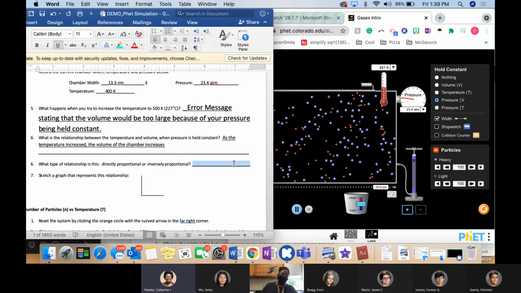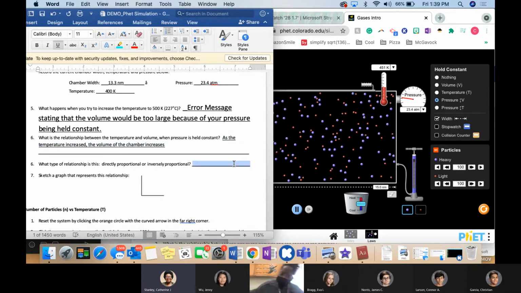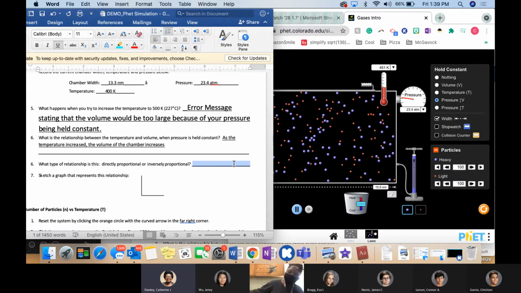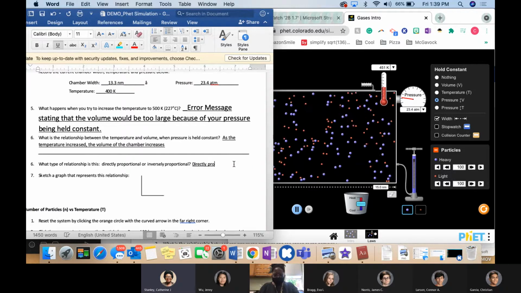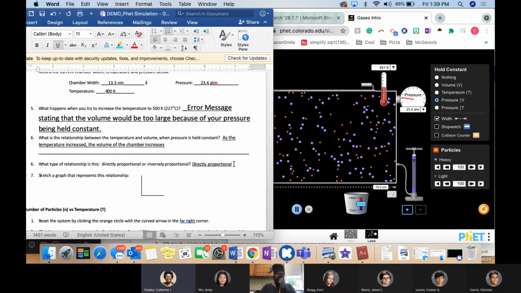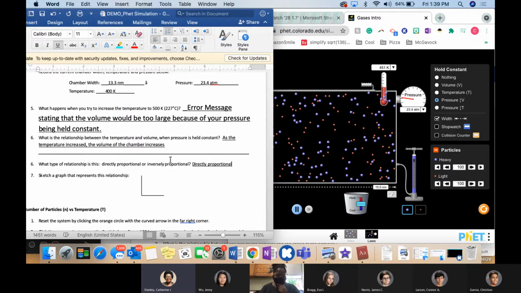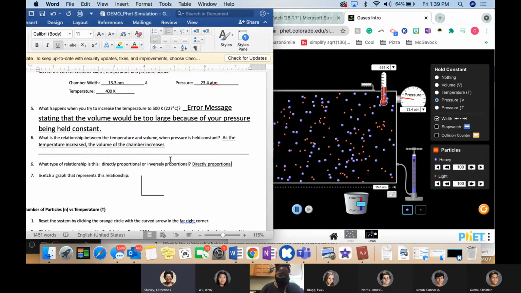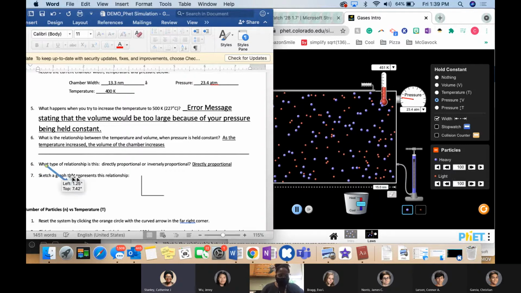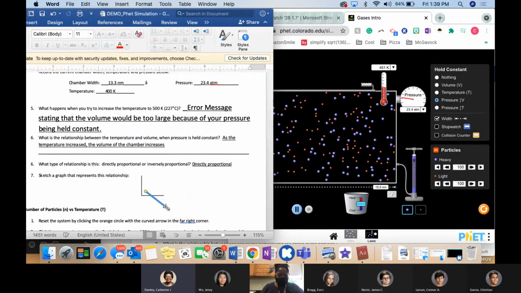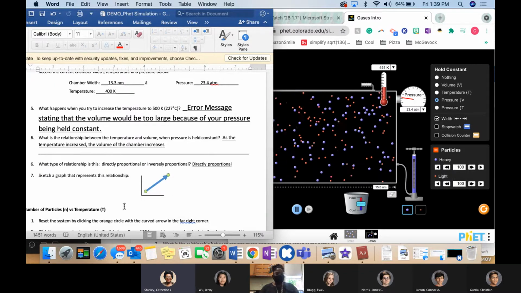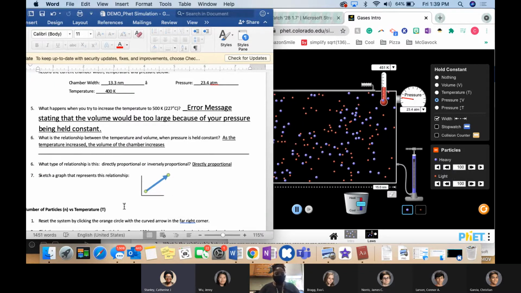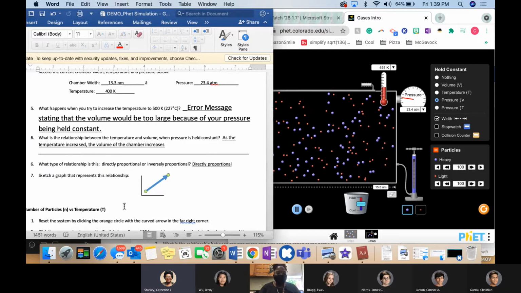So what type of relationship is volume and temperature? Direct. Let us get a little graph, directly proportional. Which way is my graph going to be facing? Up and to the right. Woo. Correct.